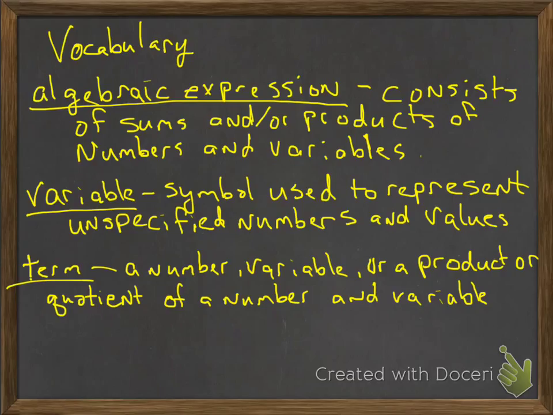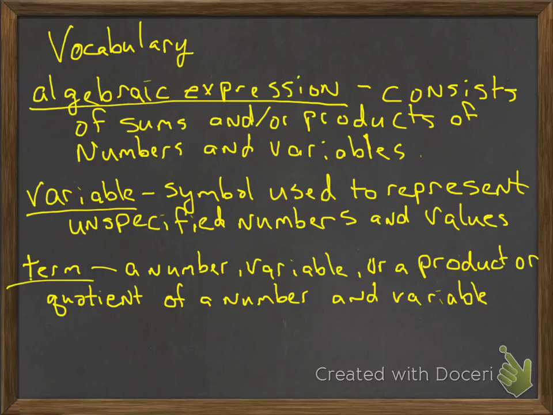First one is algebraic expression. What is an algebraic expression? It's a combination, or consists, of sums and products of numbers and variables. Basically, when we see something like 3x plus 4, that's an algebraic expression. The variables, don't call them letters anymore. They're variables. They're symbols used to represent unspecified numbers and values. So when you see a variable, that's basically saying there's a number that it represents. You just don't know what that number is yet.